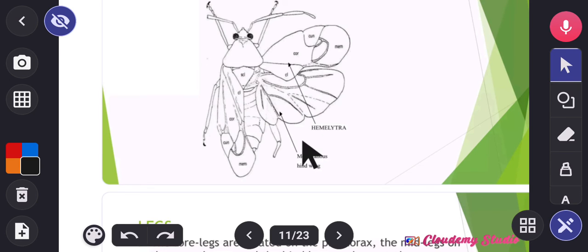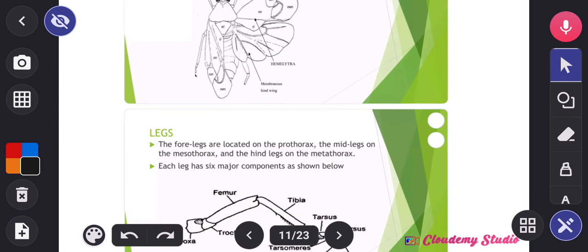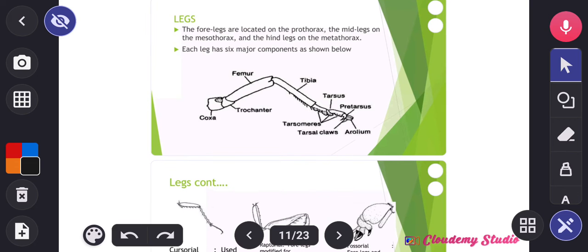So now look at this place. This is a membranous wing, very light. But this one that is here is an elytra that is thick. You understand? So this is found in the hemipterans. It is found in the hemipterans.